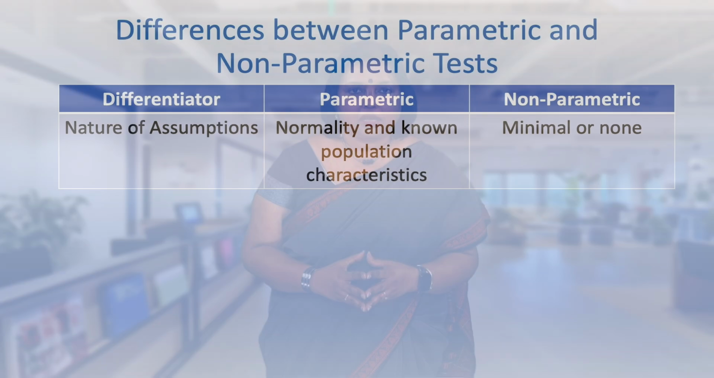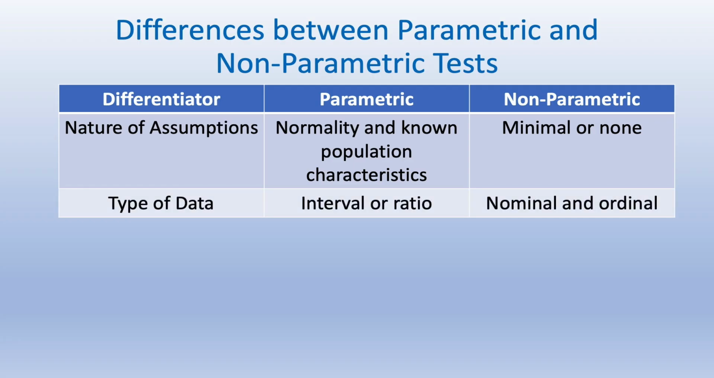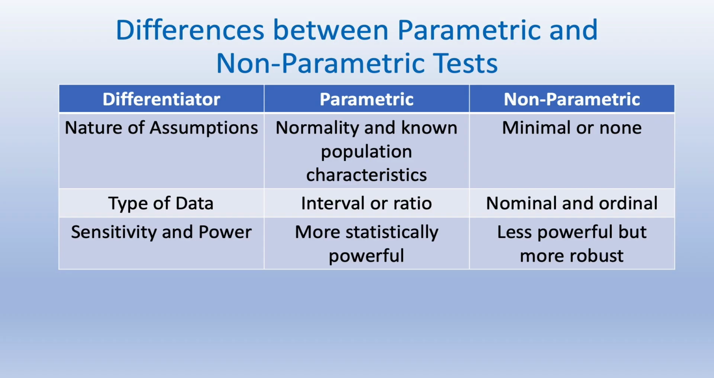Let us now clearly differentiate between parametric and non-parametric hypothesis testing. Parametric tests assume normality and known population characteristics. Non-parametric tests make minimal or no distributional assumptions. Parametric tests require interval or ratio data, while non-parametric tests can handle nominal and ordinal data. Parametric tests are more statistically powerful when assumptions are met. Non-parametric tests, on the other hand, are less powerful but more robust.